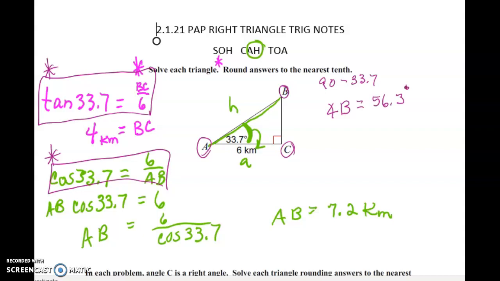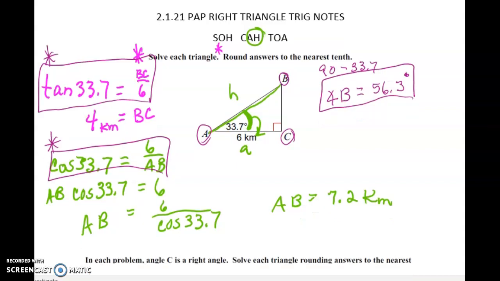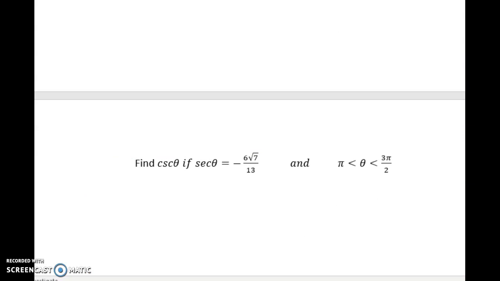That's called solving the triangle. We found the 3 missing parts that we did not have: angle B, side BC, and side AB. This is really the same thing, only you sketch the drawing.